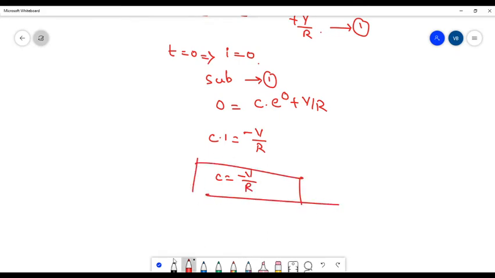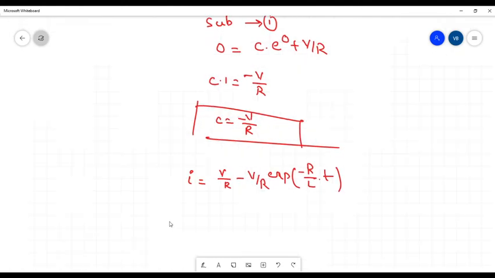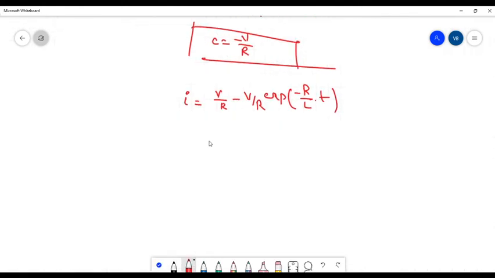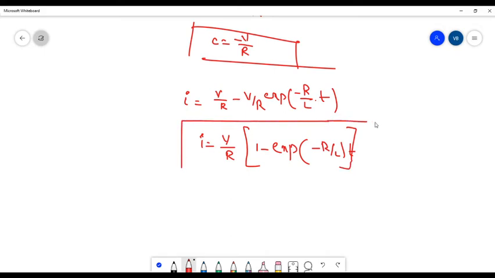Okay, so now you substitute that value in equation 1, that I is equal to V by R minus V by R exponential of minus R by L into t. So this is the final equation of your RL circuit, or else we can take V by R as common, then I is equal to V by R into 1 minus exponential of minus R by L into t. Okay, so this is your final equation.